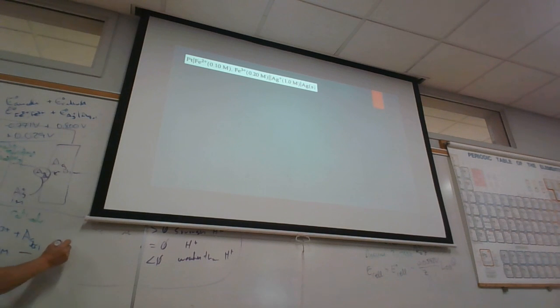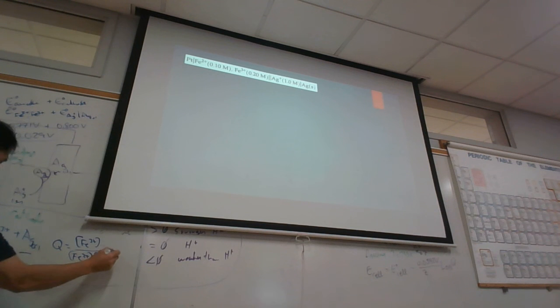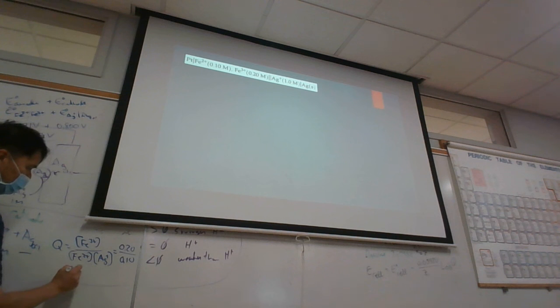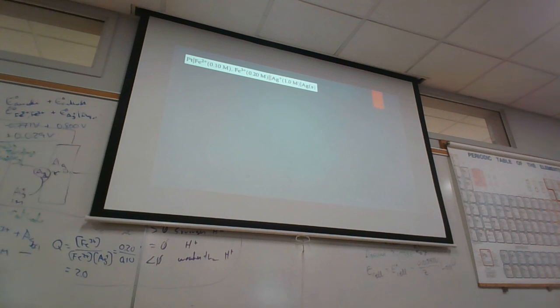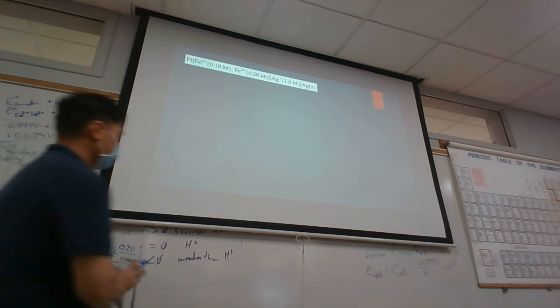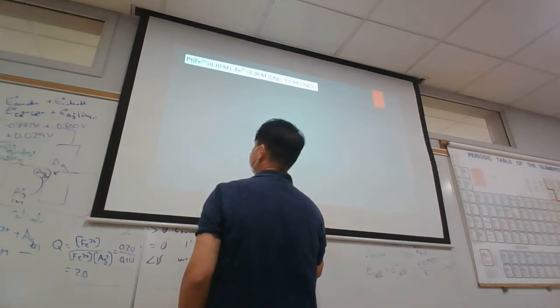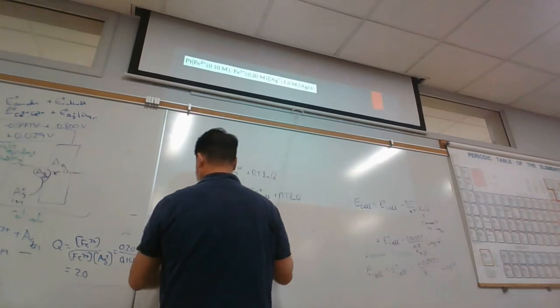And so Q is going to equal the iron 3 concentration divided by the iron 2 concentration and the silver ion concentration. So that's going to equal 0.20 divided by 0.1 times 1, which would just be 0.10, which is going to give us 2.0, 0.2 over 0.1. So that's my Q. Then I'll just plug it into the Nernst equation to calculate the new voltage.